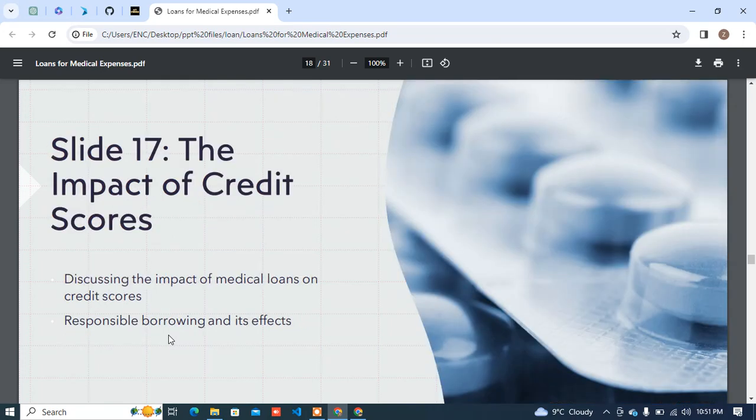Slide 17 is the impact of credit scores. Point 1 is discussing the impact of medical loans on credit scores. Point 2 is responsible borrowing and its effects.